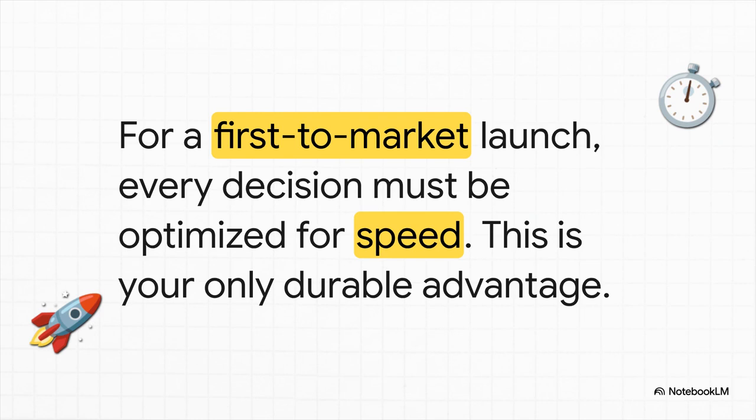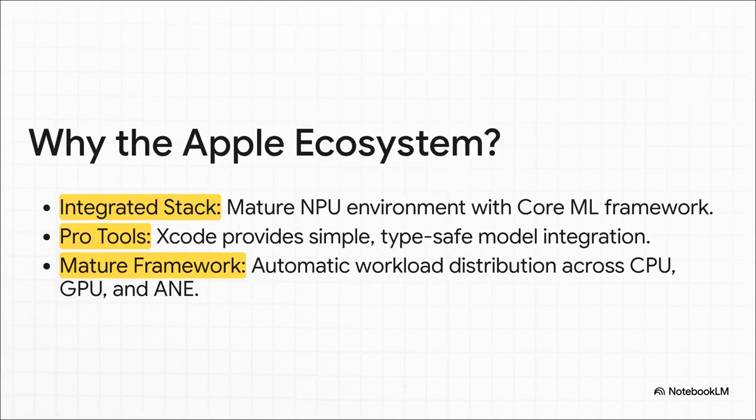Let me say that again. When you're racing to be first, every single decision you make has to be optimized for one thing: speed. This makes your choice of platform the single most critical decision you will make. You have to find the absolute path of least resistance from your idea to the App Store, no exceptions. So, for this mission, what is that fastest path? It's the Apple ecosystem, hands down.